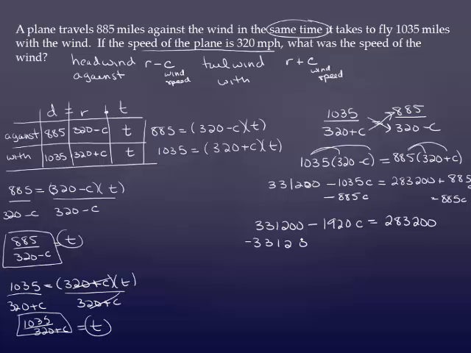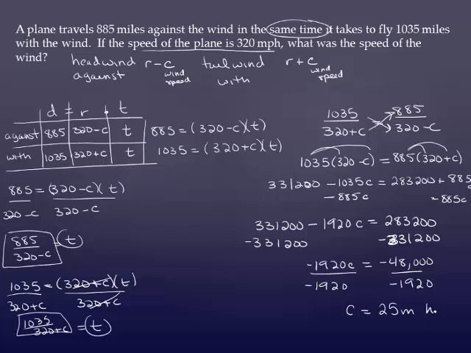Don't be intimidated by large numbers. It's the exact same problem, same steps, it just has big numbers. So you end up with negative 1920C is equal to negative 48,000. Divide both sides by negative 1920. And you're going to get that C is 25 miles per hour. And again, this is the speed of the wind.